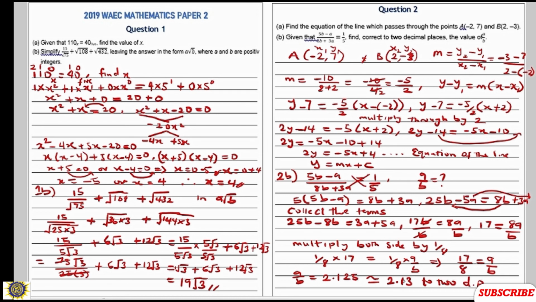So that's that about question 2 of WASSCE 2019 mathematics paper 2. So let's move to the third question.